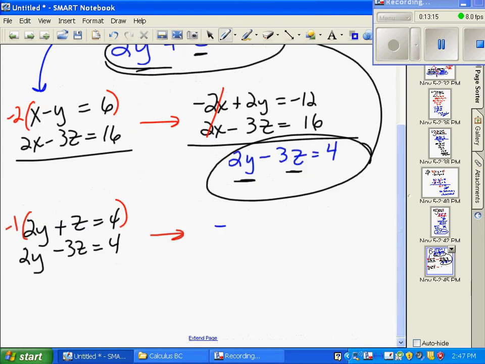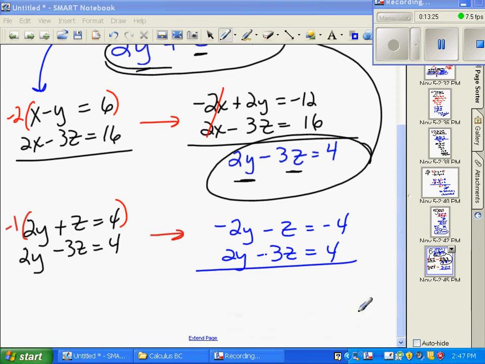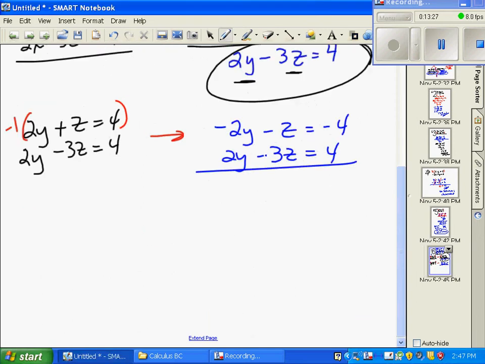I get a negative 2y minus z equal to negative 4. 2y minus 3z equal to 4. So when I add those two together, the y's cancel like I wanted them to. Two negatives, so I get a negative 4z equal to 0. So z in this case is 0 because negative 4 divided into 0 is 0. Now remember, when you add two negatives you are going to get a negative.